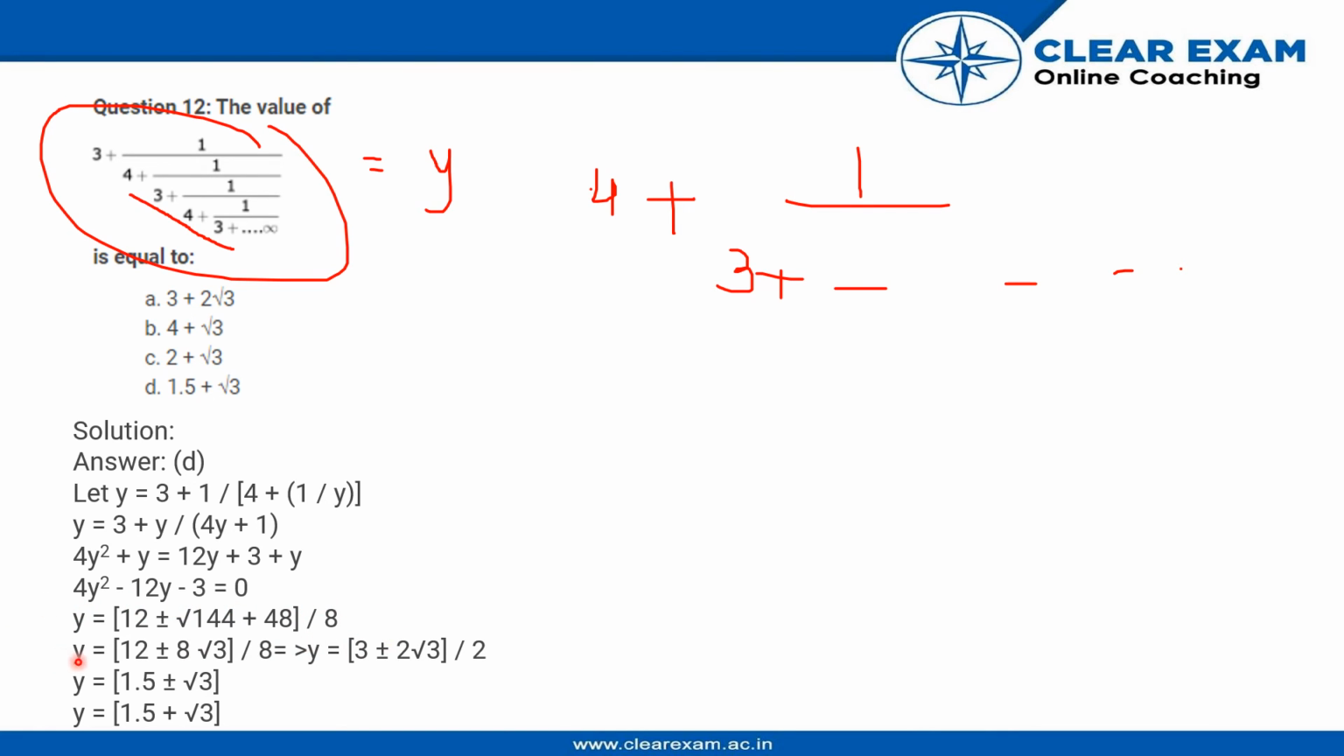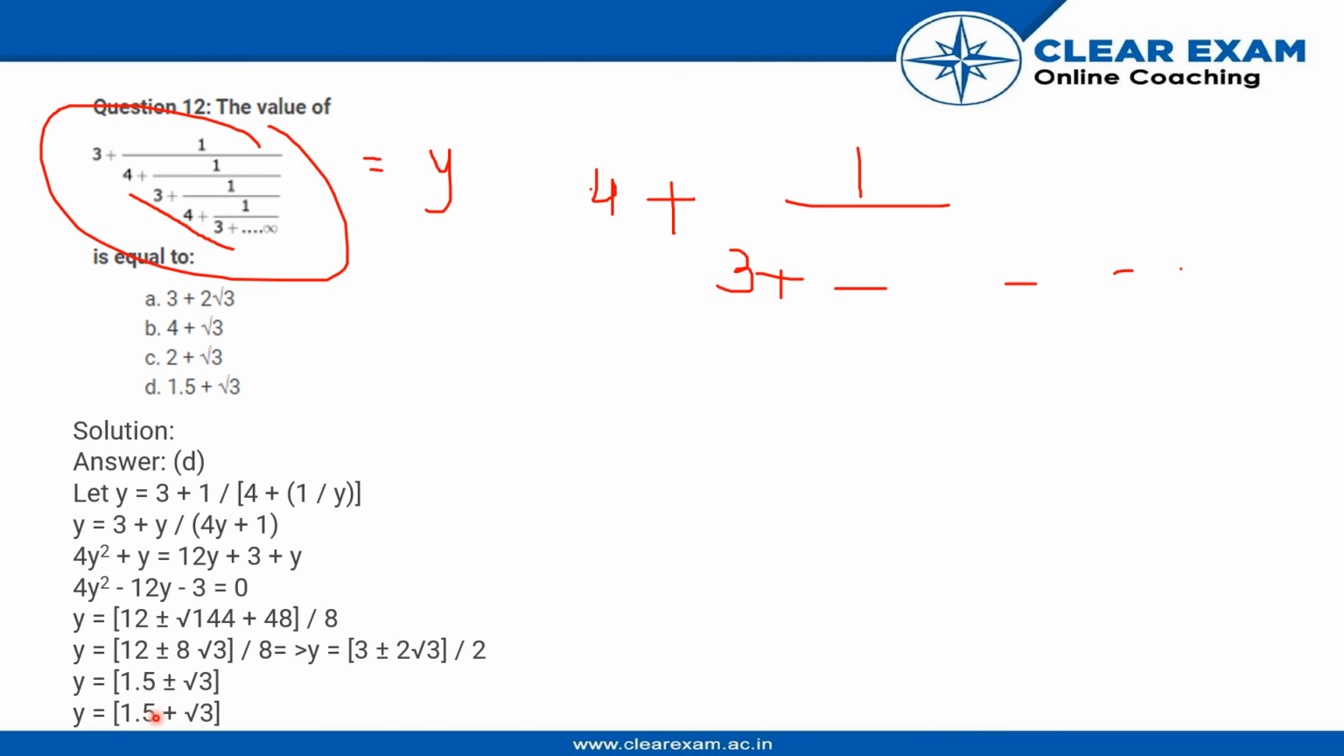Now y has roots 12 plus or minus 8 root 3 by 8, and this implies y is 3 plus or minus 2 root 3 by 2. This is a simplified form, and once we have that, we get again y is equal to 1.5 plus or minus root 3. We divide each term by 2.